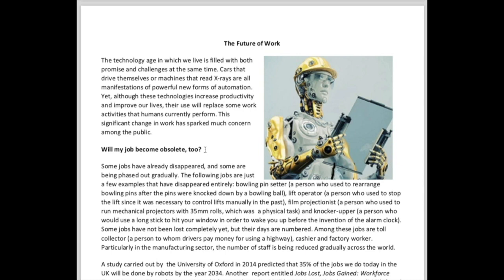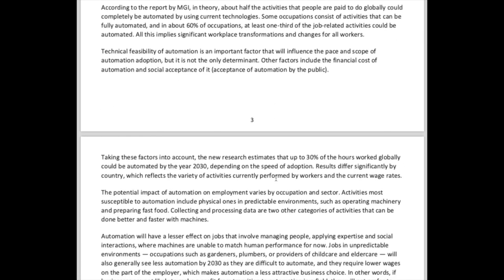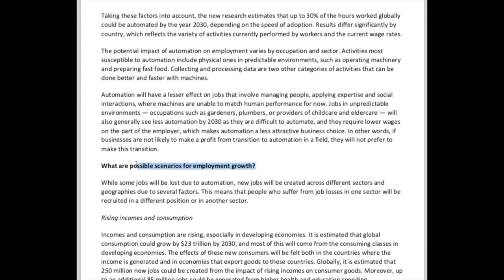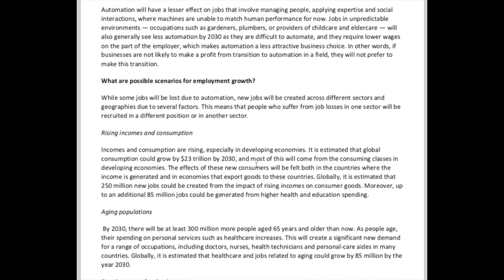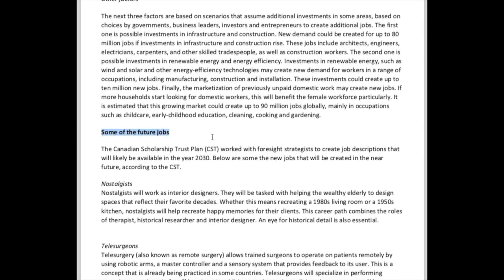So we're talking about jobs. What impact will automation have on work? So as you can see, we have the word automation, which probably means robots. What are possible scenarios for employment growth? Now, when we say scenarios, we're talking about the future, because obviously in this case, we're talking about the future. And some of the future jobs. So we will look at different jobs that people will have in the future. Now, this is very important. This gives us a general idea of what the text is about. Now, let's complete the task.